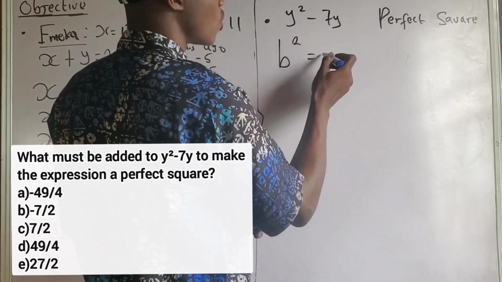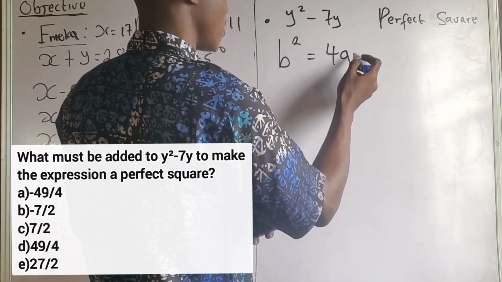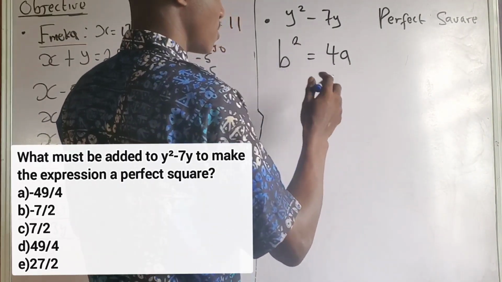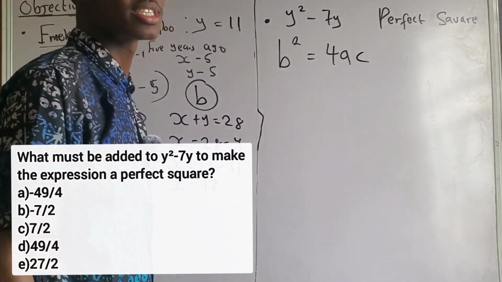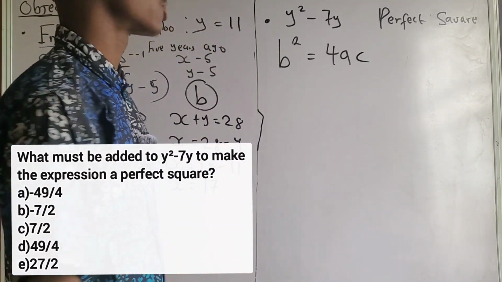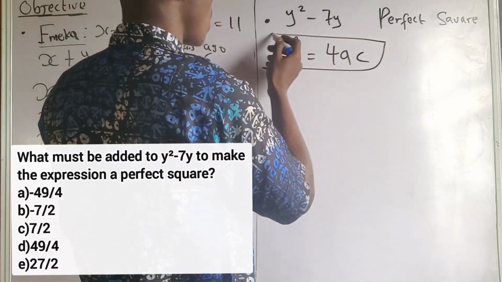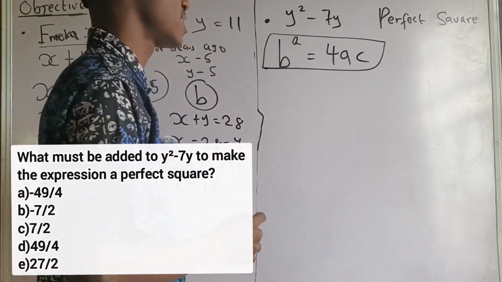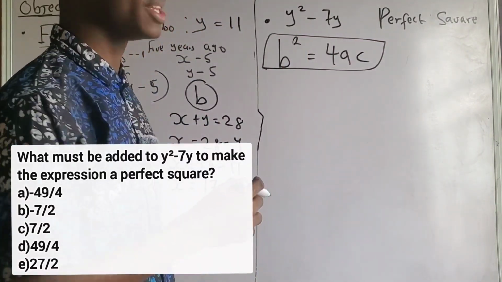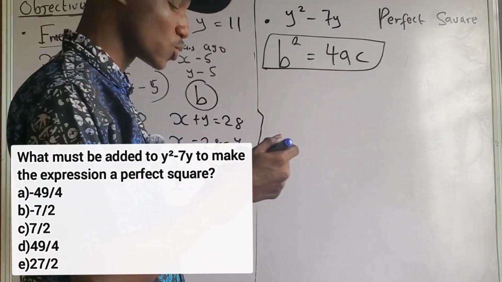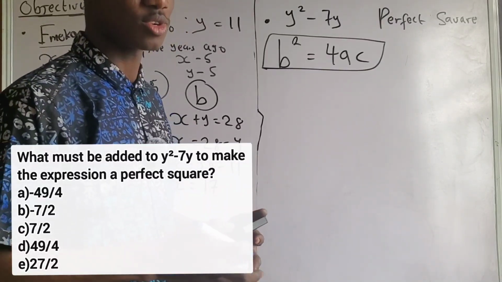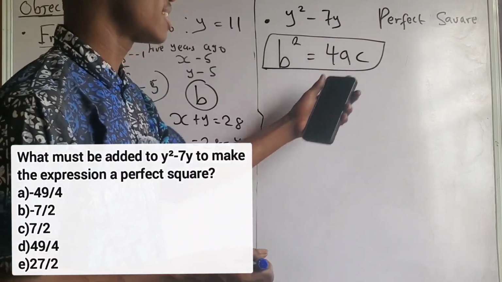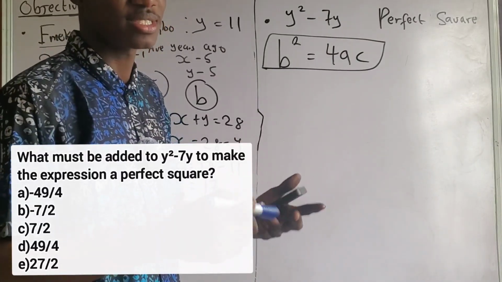B squared equals 4AC. Any quadratic equation that will be a perfect square must obey this rule: B squared must be equal to 4AC. That is, the square of the second term in the quadratic equation must be equal to the product of 4 and the first term and the third term of that quadratic equation. Are you getting it? C here is the third term, which is the constant term.